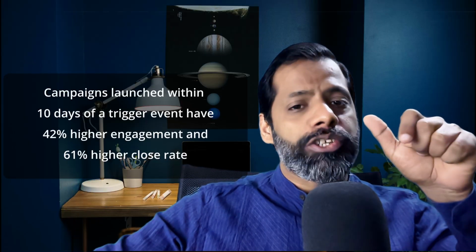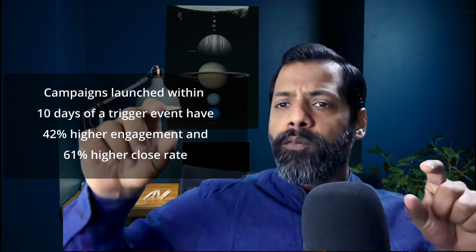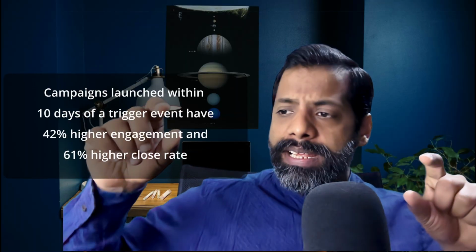Your target account just raised a Series B, or fired their CMO, or published a 3x hiring plan, or their existing vendor got acquired. These are trigger events, the real launch signal. But your GTM plan is still sitting in a Google Doc or PowerPoint waiting for Monday approval. Campaigns launched within 10 days of a trigger event have 40 to 50% higher engagement and 50 to 60% higher close rate. Your failure wasn't strategy, it was timing intelligence.